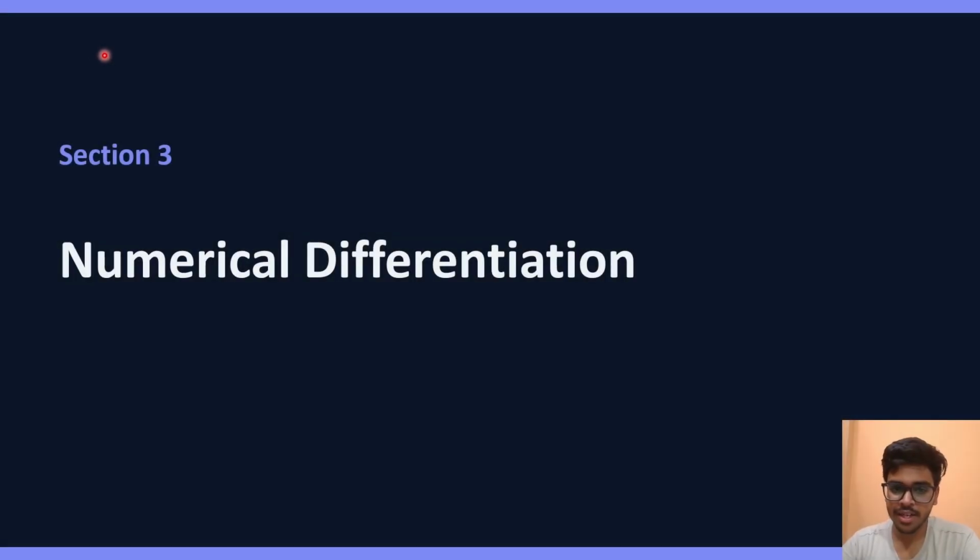Section 3. Numerical Differentiation. Numerical differentiation is used to estimate derivatives from given data points when the exact derivative is difficult to calculate analytically. In this section, two different methods are implemented in Python.